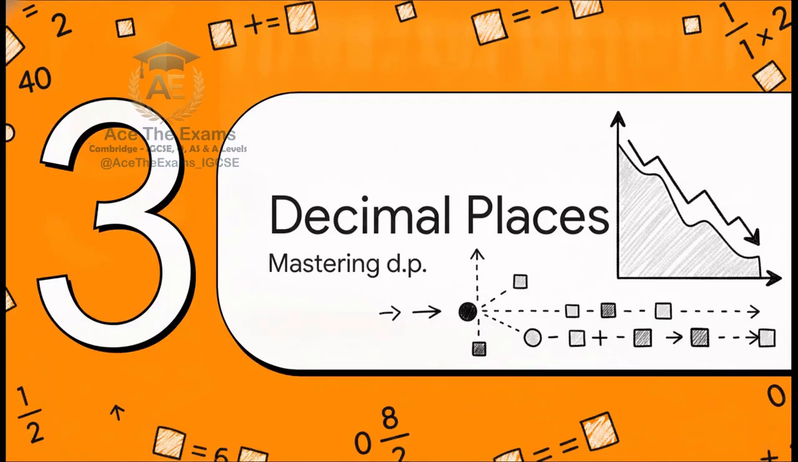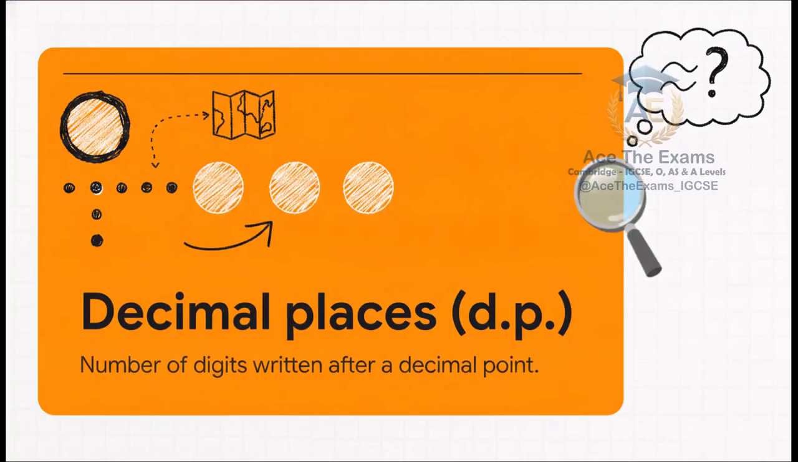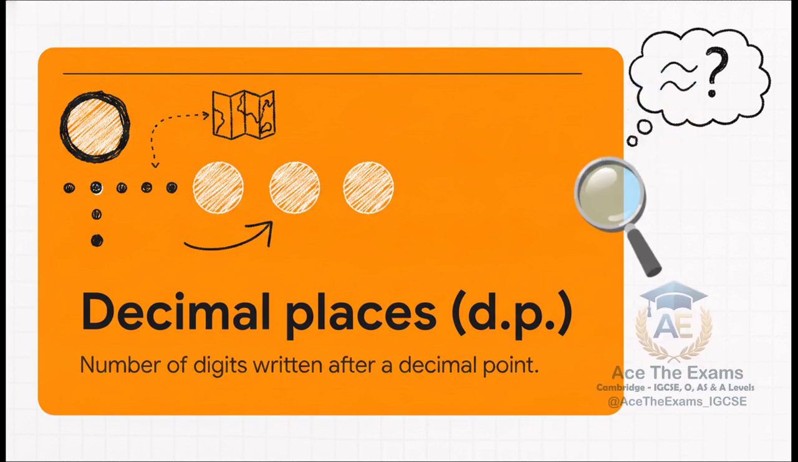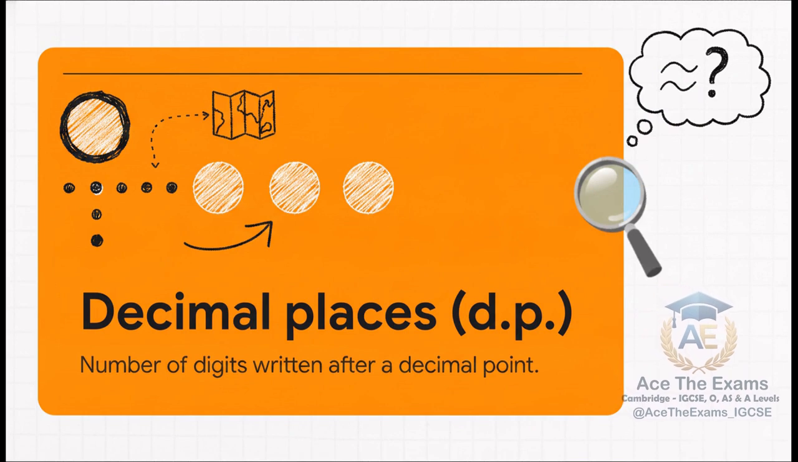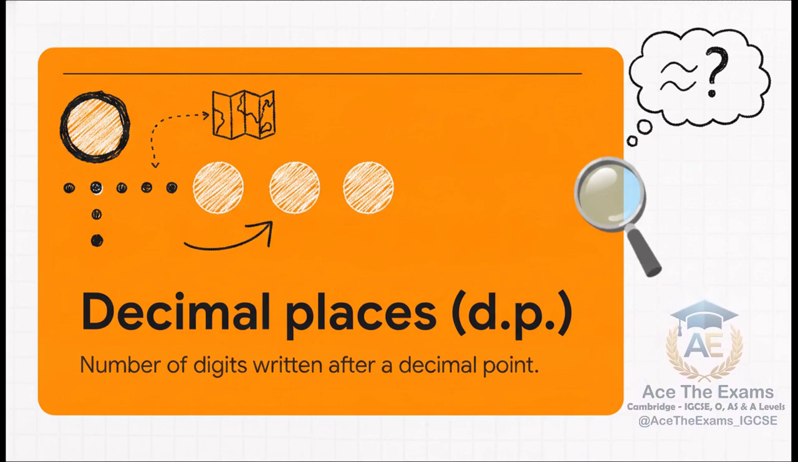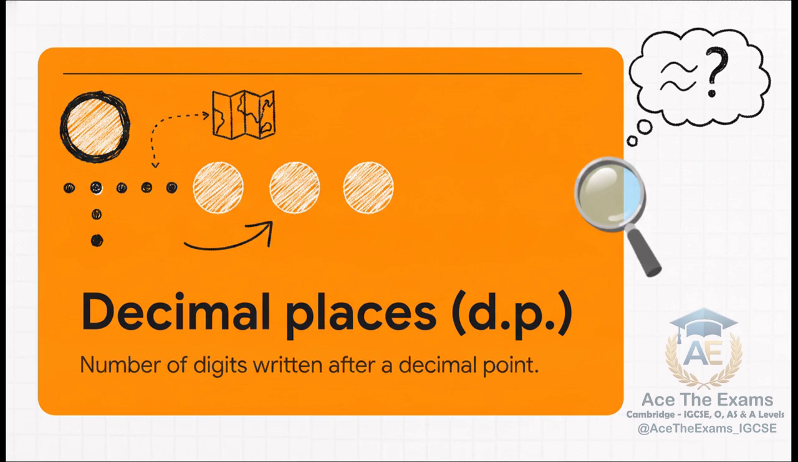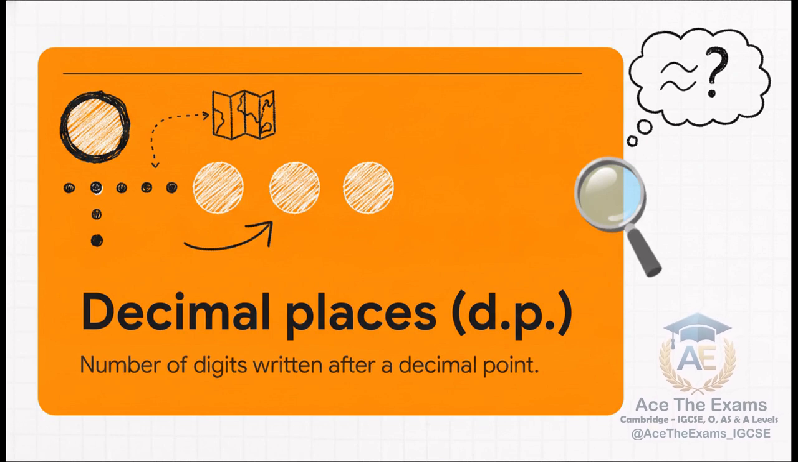All right, let's step into Section 3, Mastering Decimal Places. The rules we literally just walked through for whole numbers apply directly to fractional numbers too, but the context shifts strictly to the right side of the decimal point. Decimal places, you'll see it abbreviated as DP on your exam papers constantly, refer to the specific number of digits written immediately after a decimal point in a mathematical value.